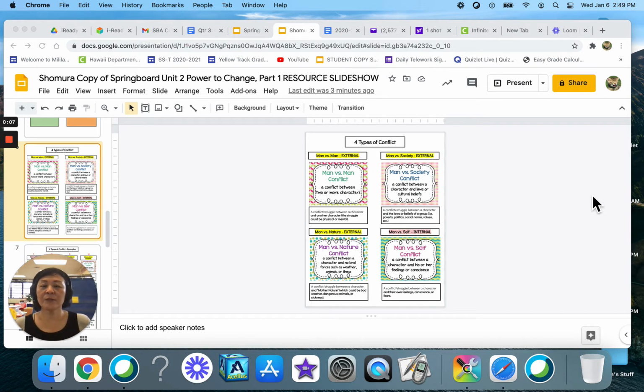So what you will need is your resource slideshow and your composition book. And we're going to be doing this page, okay? So grab a pencil and you're going to be writing some notes in here. So if you look at this slide first, I'm going to zoom in.